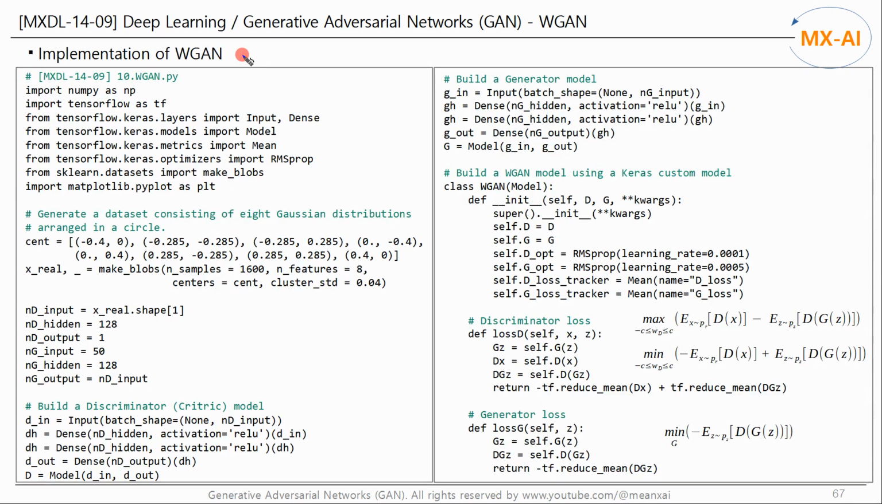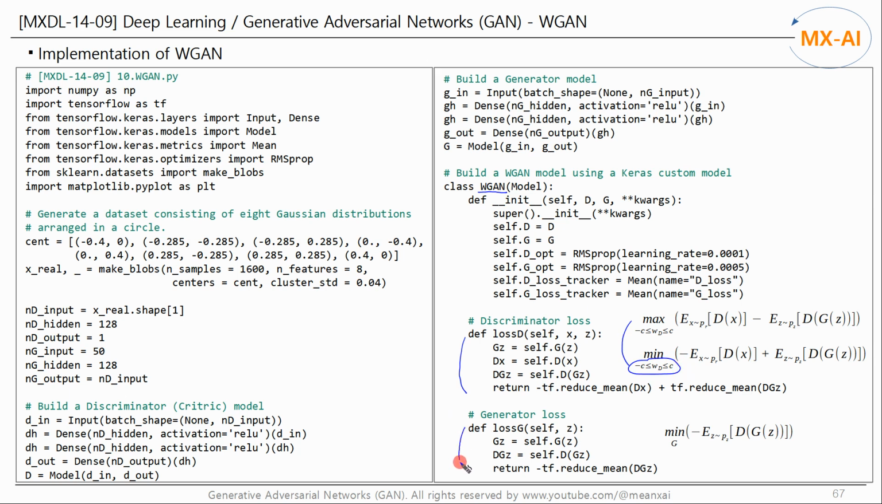Now let's implement a WGAN model in code. This code is very similar to what we used before. Let's just look at the parts that have changed from before. In the WGAN custom model, the loss function of the discriminator has been changed as follows. This is to find the Wasserstein 1 distance. Clipping the weights is handled separately later.